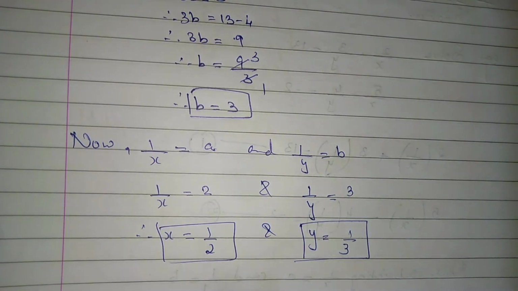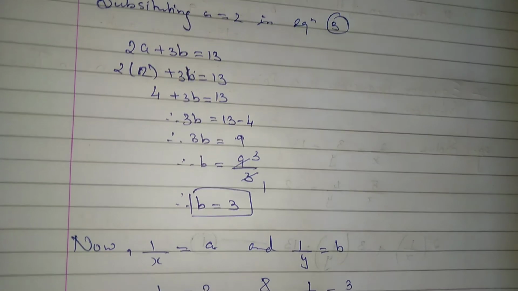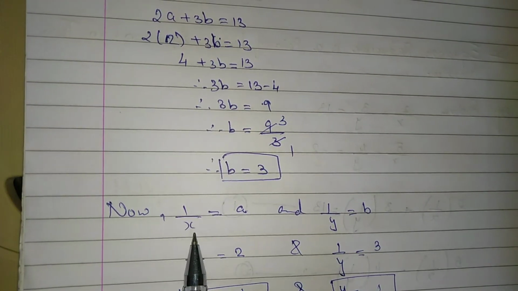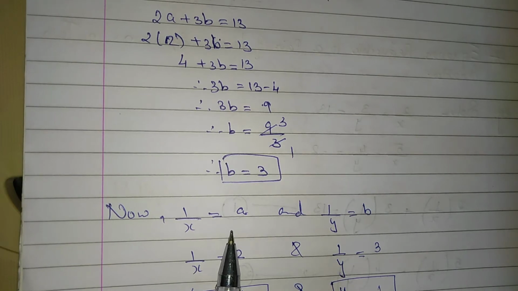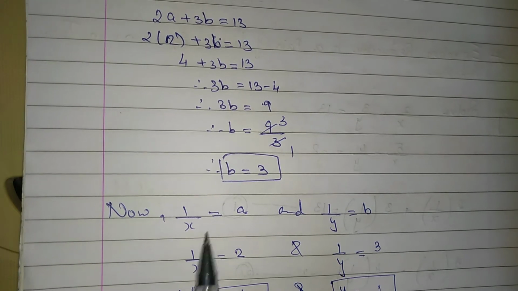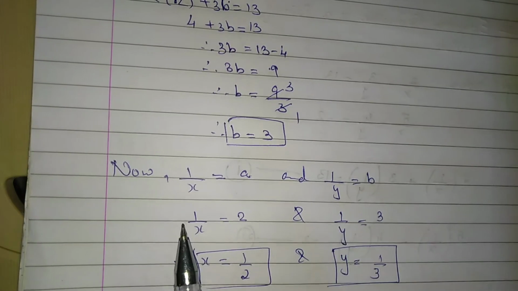In the reducible method, what we have to do: first we take 1 upon x and 1 upon y as common in both the equations. Then we suppose 1 upon x and 1 upon y as a and b, then proceed the same as the elimination method.